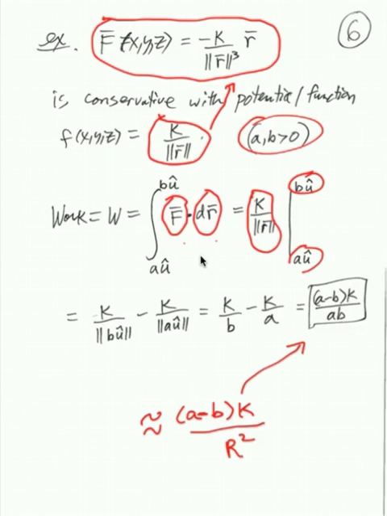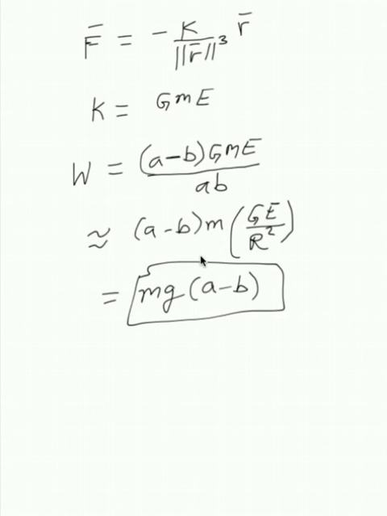Anyway, what I was saying here, if I'm moving this object directly upwards close to the surface of the Earth, so I didn't move it very far, then I want to look at this expression here. The a and the b are both almost the radius of the Earth, right? So I'm going to put this approximately as a minus b, k over R squared, and then we want to consider here, okay?